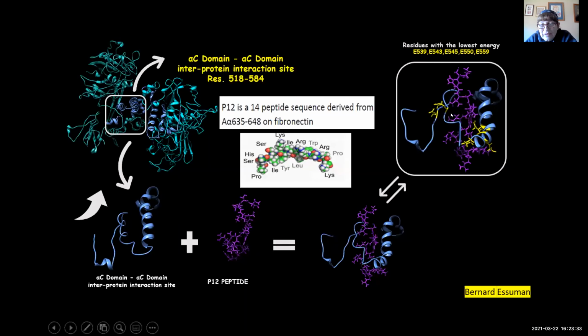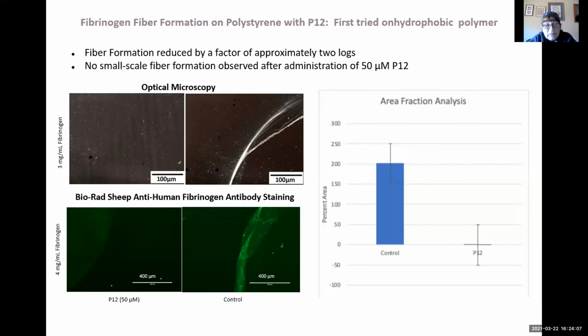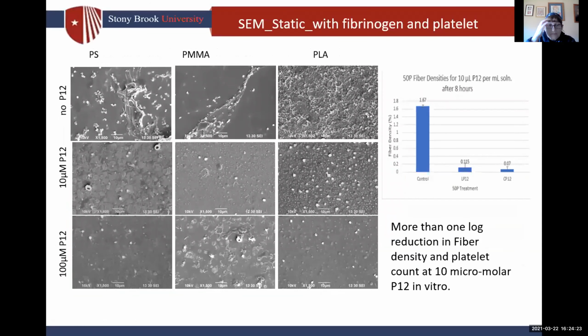That's what P12 looks like. And when you have it, it goes right in the middle of that alpha C binding domain. And the consequence is, this is optical microscopy, that's these beautiful fibers that you see coming up on polystyrene, which is hydrophobic. In this case, they added 50 micromolar P12, no fibers whatsoever, completely suppressed. Very similar when we put the antibody in that domain, and no fibers occurred.